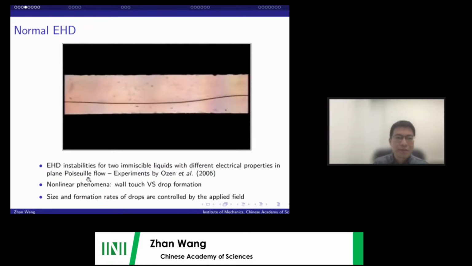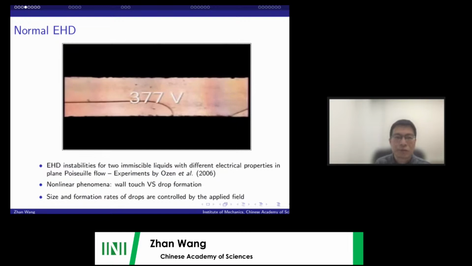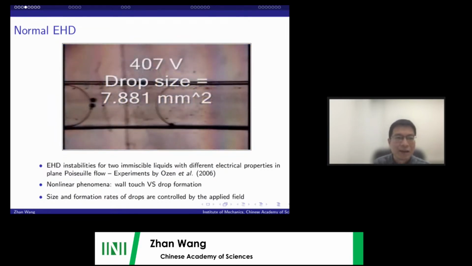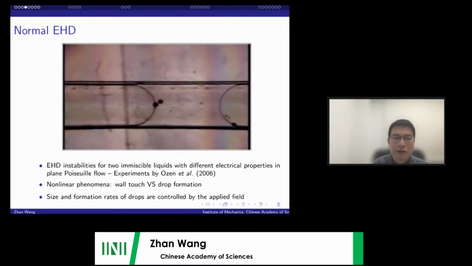The nonlinear dynamics subject to the destabilizing effect of the normal electric field is also very interesting. This is an example, an experiment done by Ozan in 2006, who imposed the normal electric fields on a two-layer system with a background plane Poiseuille flow. The nonlinear dynamics shows a wall-touch singularity and further a drop formation. You will see the drop formation later on, just for several seconds. The size and the formation rate of the drops are controlled by the applied electric field.